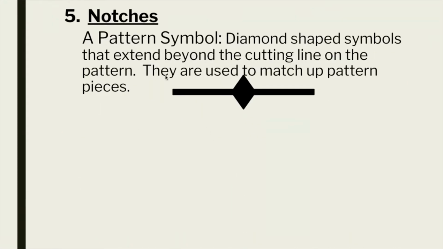Notches are another pattern symbol. There are these diamond-shaped symbols on the edge of a pattern that extend past where you would cut the fabric, and they're to help you match up 2 different pieces of pattern, or afterwards the 2 different cut pieces of fabric. For example, the front of your pant leg to match up with the back of your pant leg.